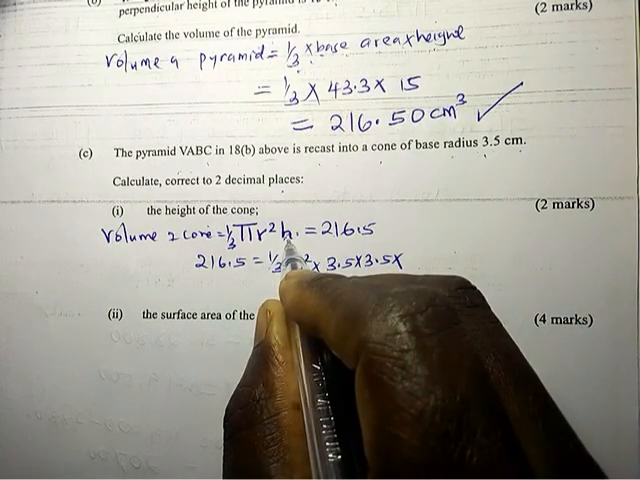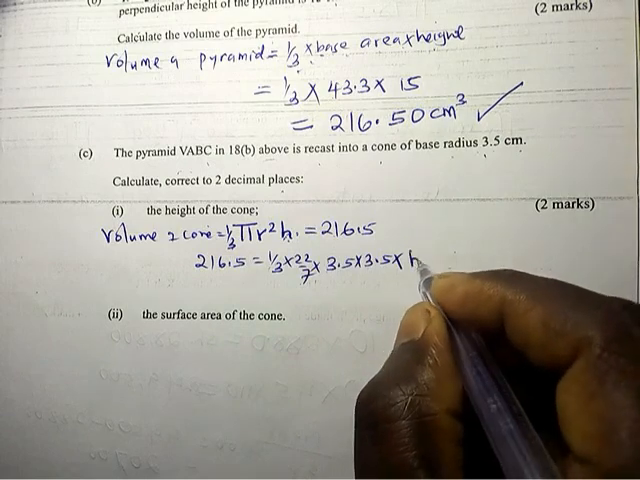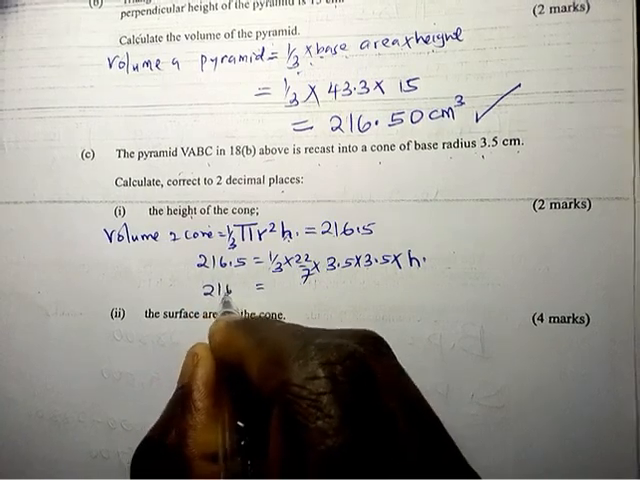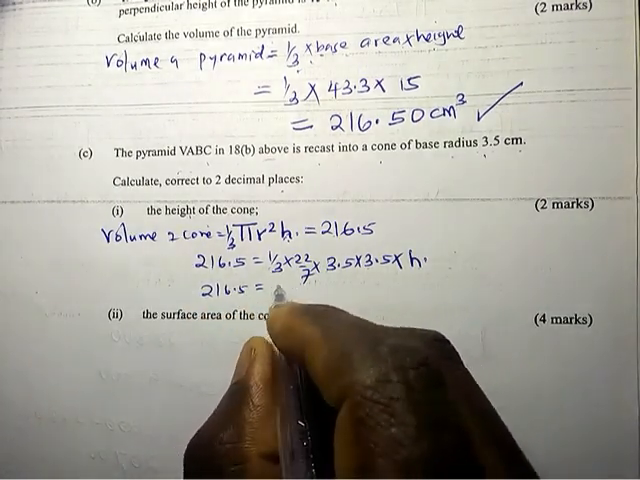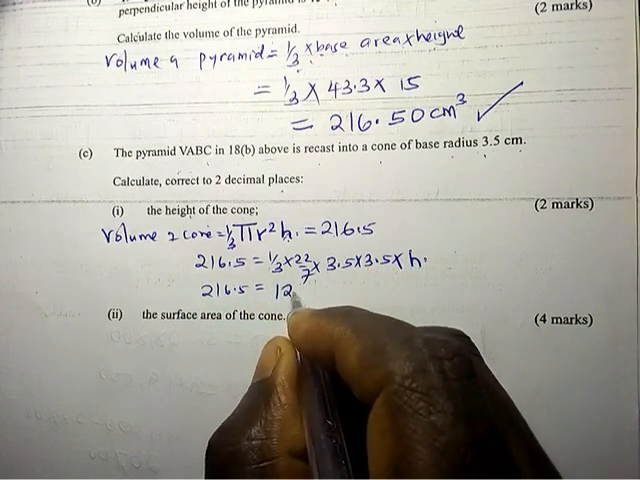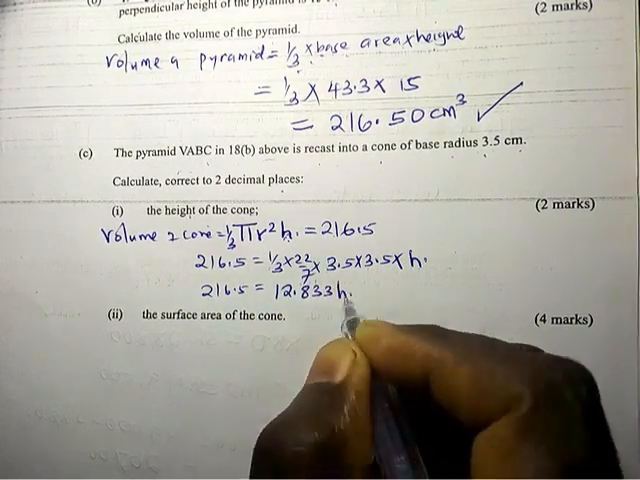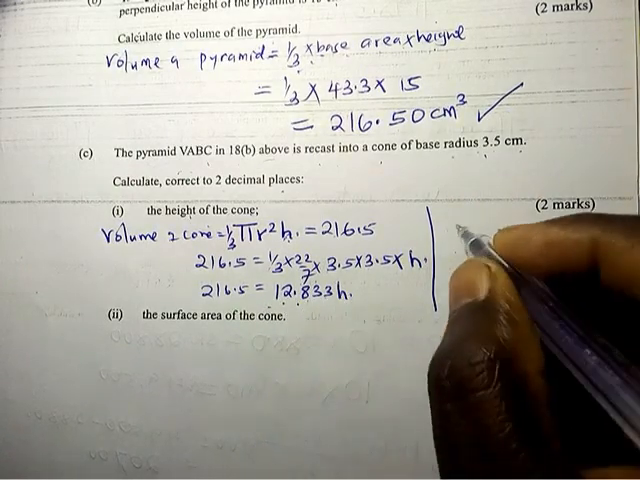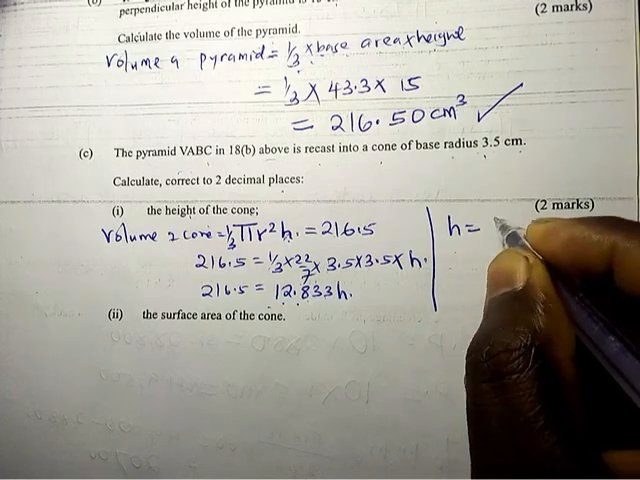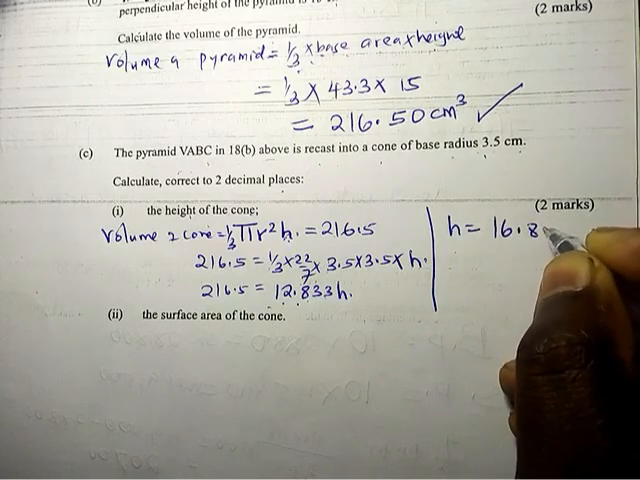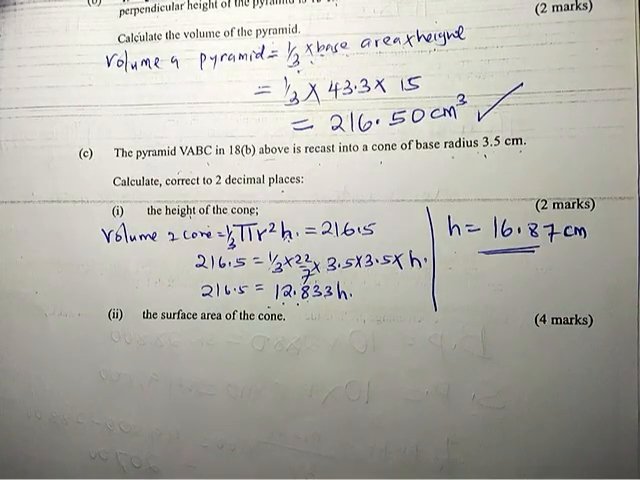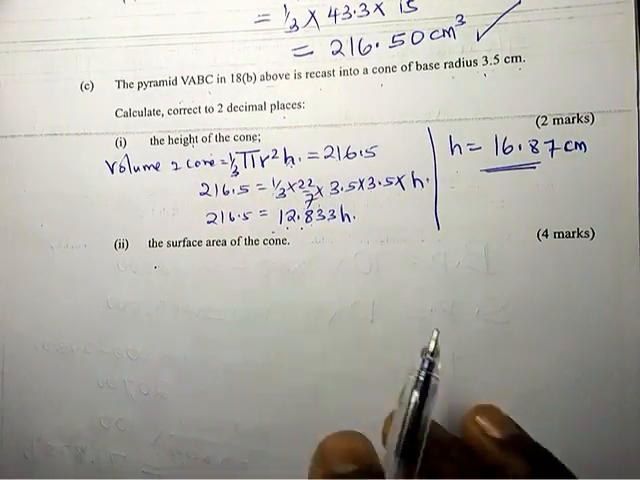Do we have the height? We don't have. We are looking for the height. This 216.5 will be equal to, you calculate everything here, you will have 12.833h. So h, you divide both sides by 12.833. So h is equal to 16.87 centimeters. So that is the height of the cone.